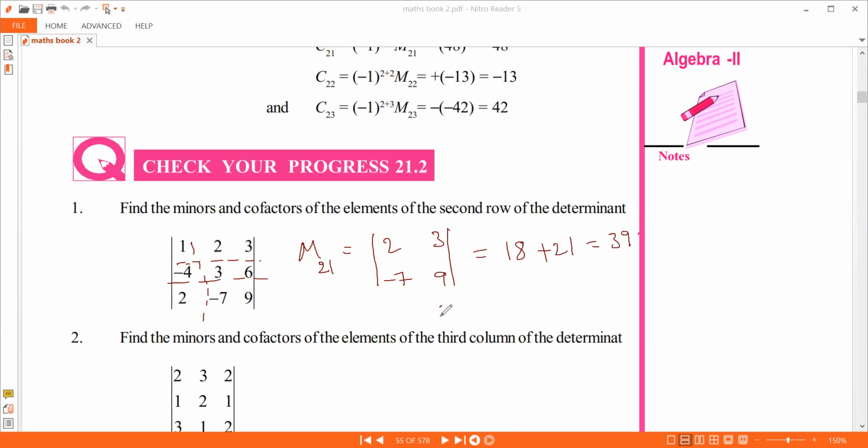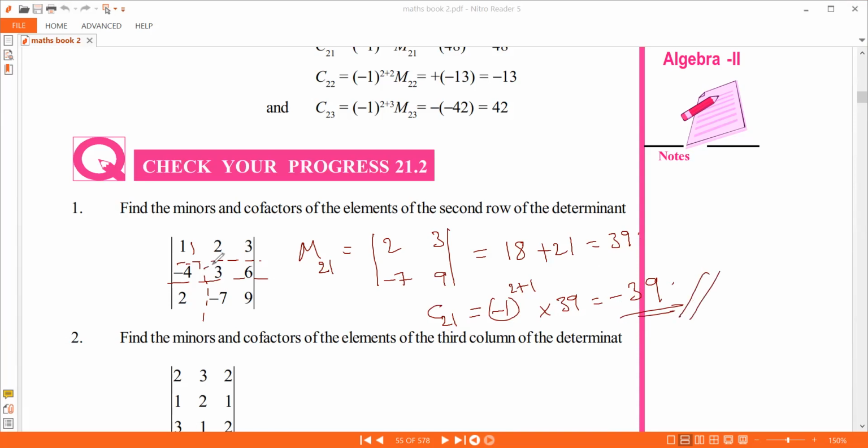And now the cofactor of that, C21, is -1 whole power 2 plus 1, into the minor. The minor is 39. So -1 into 39, that is -39. Minus 39. Got it?